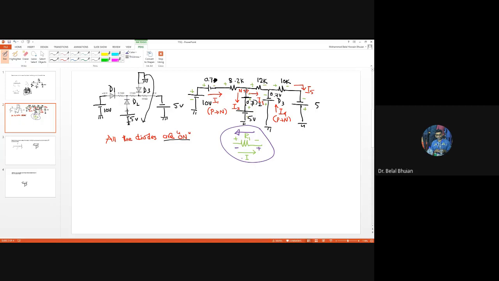So if the voltage polarity across the resistor is plus minus, the current is flowing from plus to minus. Okay? But when it comes to a voltage source, it is fixed. So this is positive, this is negative, or this is negative, this is positive. Okay?